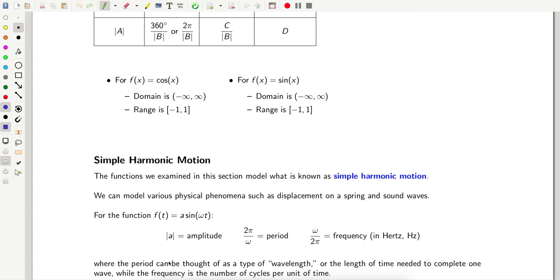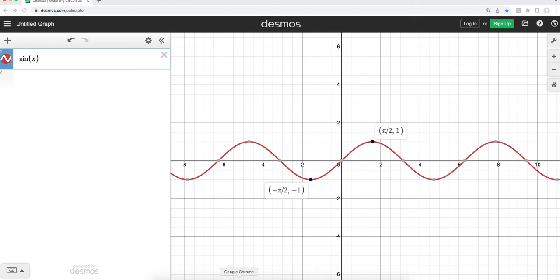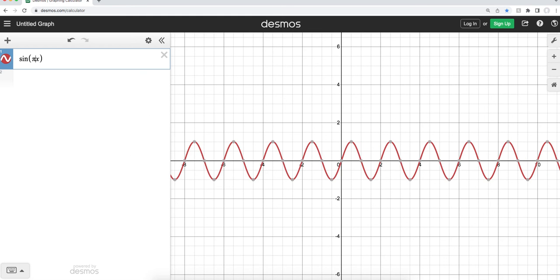So again, you can think of the period as a type of wavelength, or the length of time needed to complete one wave, while the frequency is the number of cycles or the number of waves per unit of time, usually about a second. So for instance, let's say we just do sine of pi times x. And here the period would be 2 pi divided by pi, which is 2.